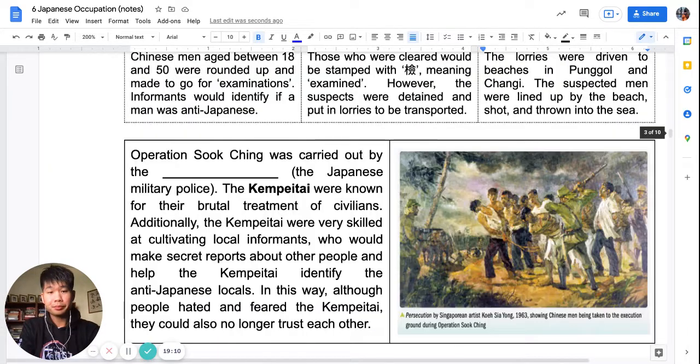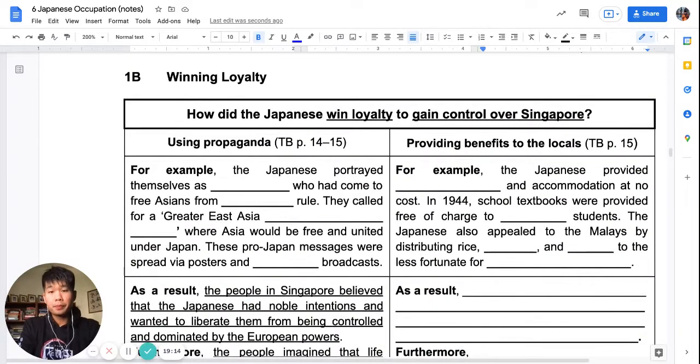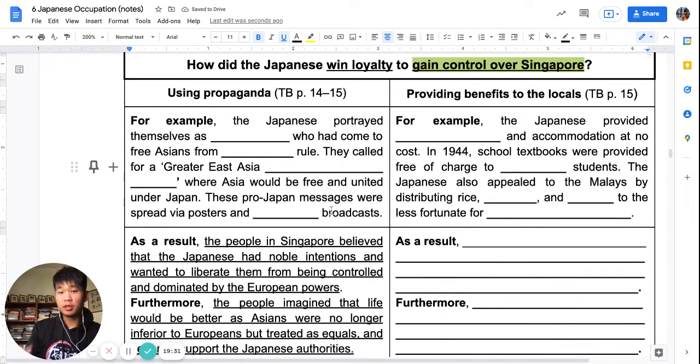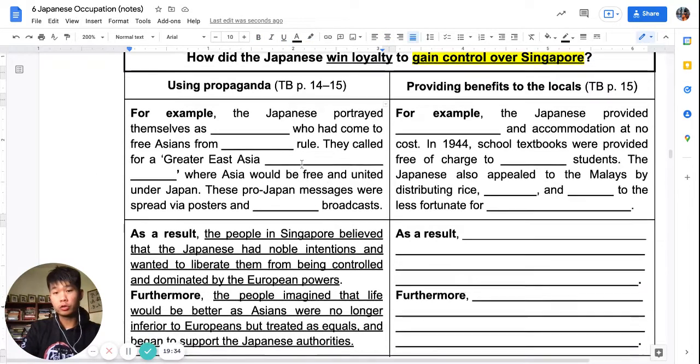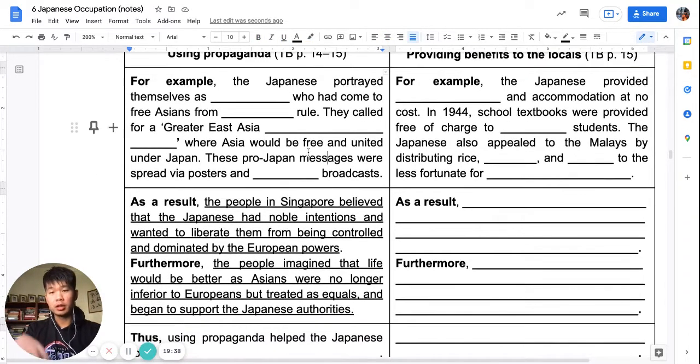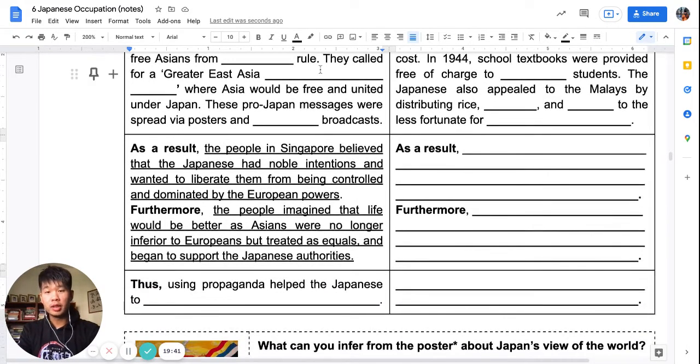Okay, I'm going to jump to the next one. Let's look at this question, winning loyalty. How did the Japanese win loyalty to gain control over Singapore? Again, what's the question focus? Yeah, it's gain control over Singapore. You are getting it. I had one whole argument for you already set up here. The first argument: the Japanese used propaganda to gain control. For example, the Japanese talked about freeing Asia from colonial rule, the Greater East Asia Co-Prosperity Sphere. They talked about Asia for the Asians. They used posters and radio. And so the people in Singapore were inspired. They thought the Japanese were noble, wanted to save them, and so they wanted to support Japan. Therefore the Japanese got control.